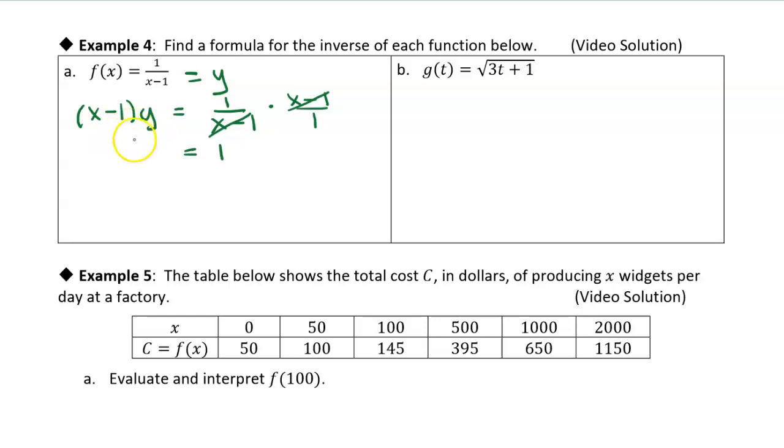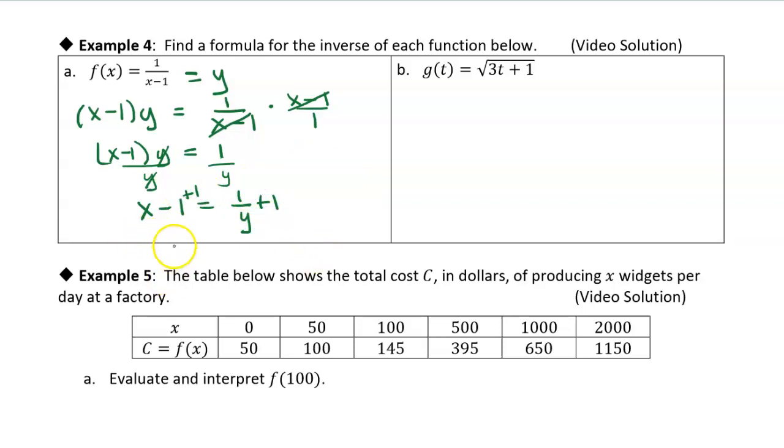Let me just rewrite this. X minus 1 times y. That's what I've got after I multiply both sides by x minus 1. And now I want to isolate x, so I'm going to divide everything by y, and then I can get rid of y on the left-hand side. So now what do I have? I have x minus 1 equals 1 over y. And now I can just add 1 to both sides.